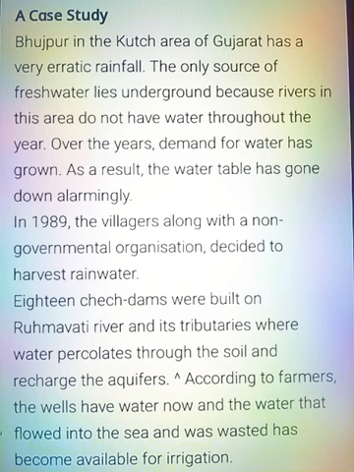In 1989, the villagers, along with a non-governmental organization, decided to harvest rainwater. 18 check dams were built on the Rainwater River and its tributaries, where water percolates through the soil and recharges the aquifers. According to farmers, the wells have water now, and the water that flowed into the sea and was wasted has become available for irrigation.